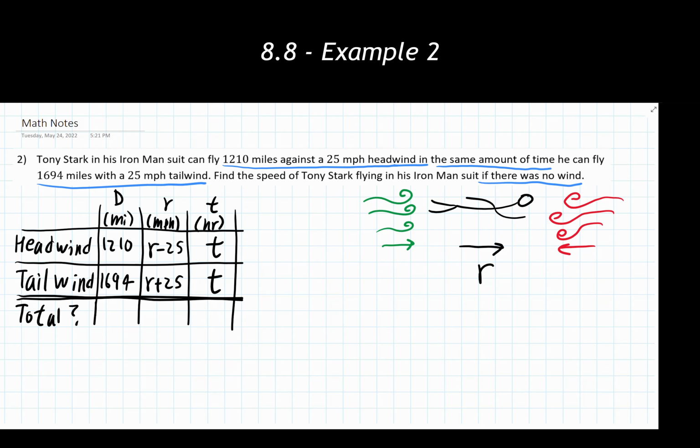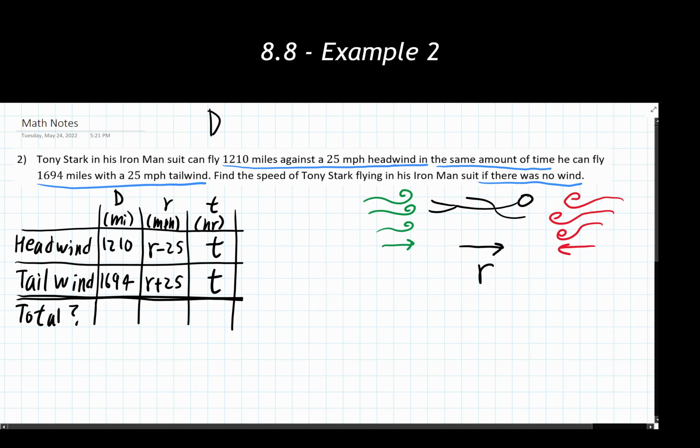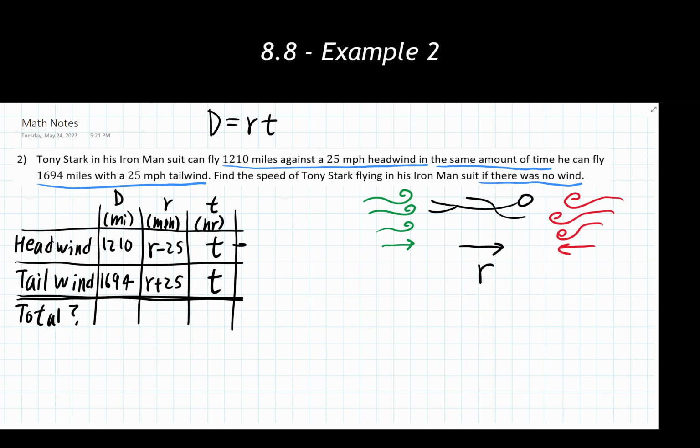And now I can start building some equations out of this. Again, I'm remembering back to my regular distance is equal to rate times time equation. So I'm filling things in here and making some equations. I have 1,210 times rate times time. And I have 1,694 equals this rate times time. Let's make this a better r here. There we go.